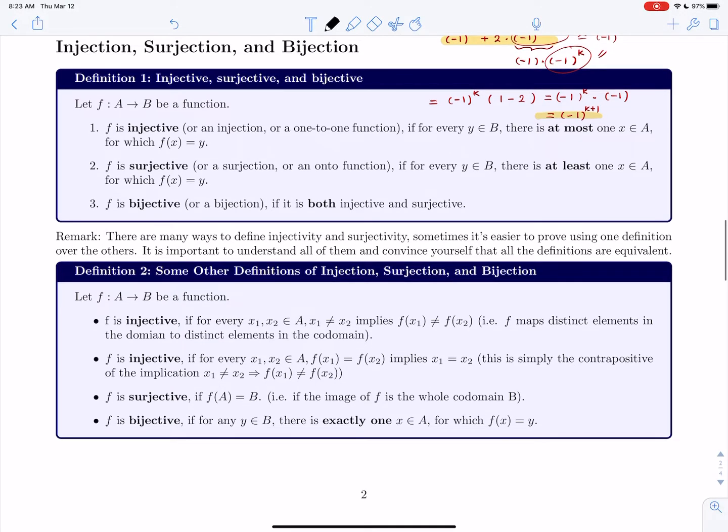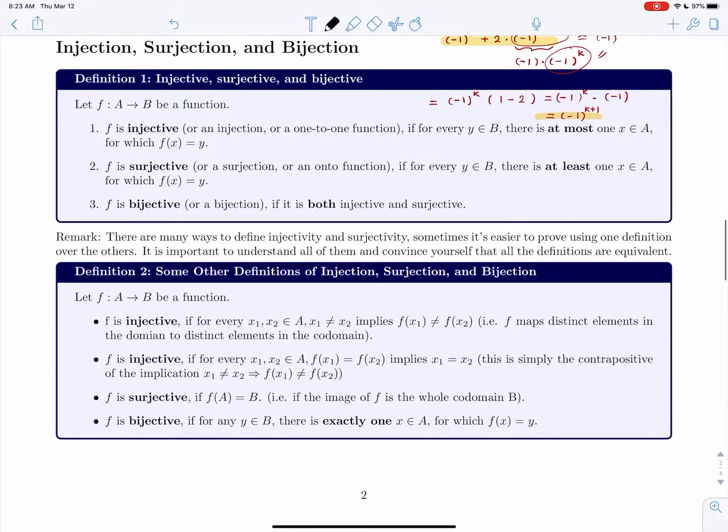So the definition: f is injective, or one-to-one, if for every y in B, your codomain, there is at most one x in A for which f(x) equals y. For surjectivity, there is at least one x in your domain such that f(x) equals y, and bijectivity is for a function being both injective and surjective.